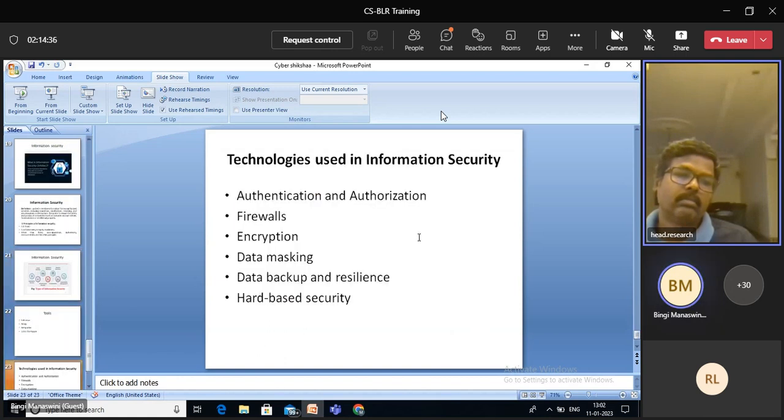These are the technologies that are used in information security: authentication and authorization, firewalls, and encryption, which is used to convert plain text into ciphertext so that the attacker can't understand the data which is present in your system. And then data masking, data backup and resilience, and hardware-based security.